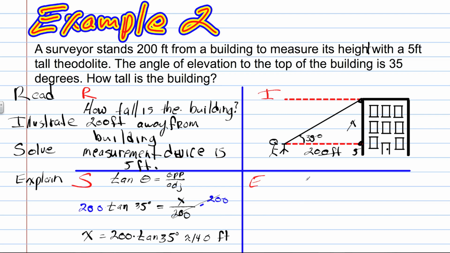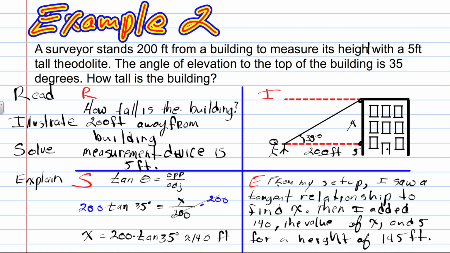Over here in the explain section, we can keep it simple or we can really elaborate. I'm going to allow my work to explain most of what I've done here. So here's my explanation. From my setup, I saw a tangent relationship to find x. Then I added 140, the value of x, and 5 for a height of 145 feet, meaning that the height of the building is 145 feet. So this is using RISE, read, illustrate, solve, and explain, to solve a problem using the angle of elevation and trig ratios.